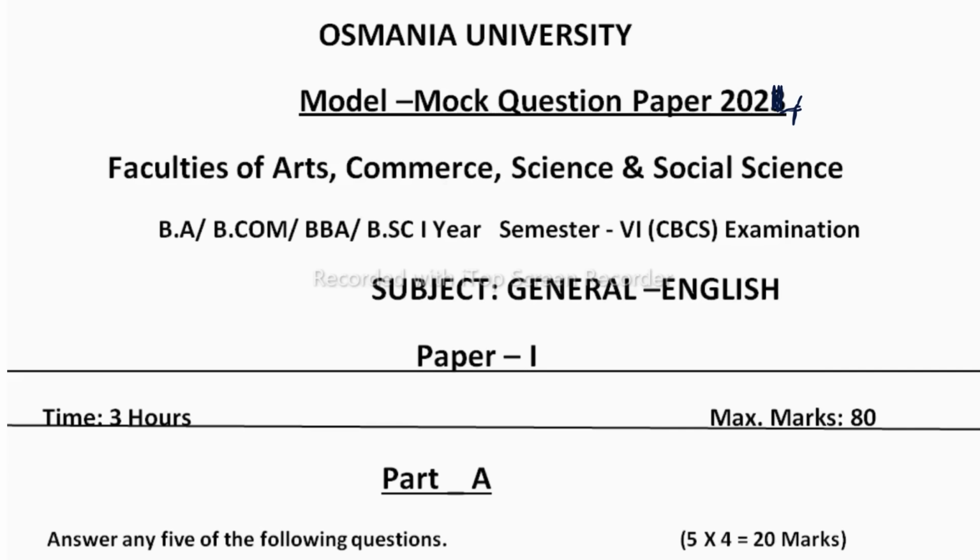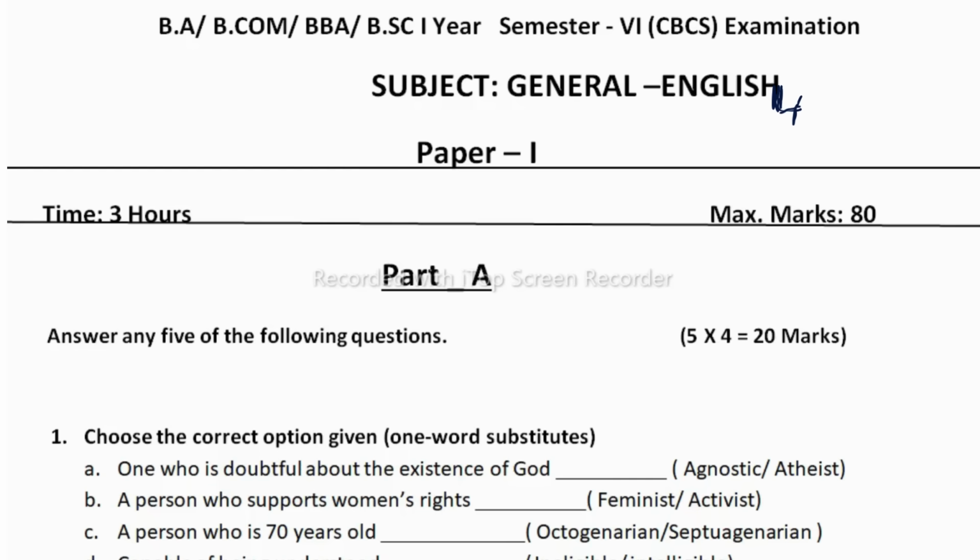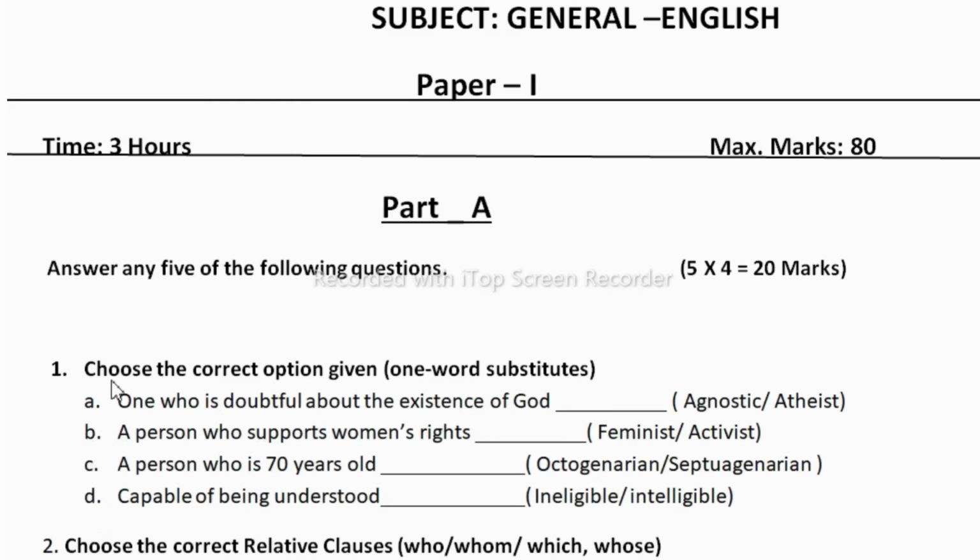You will know the paper has two parts, part A and part B, and the time allocated is 3 hours. Under part A, you're supposed to answer any 5 of the following questions, and each question carries 4 marks for each bit. There will be 8 questions, 8 bits, you have to do any 5. So if you do those 5 bits, you will get 20 marks.